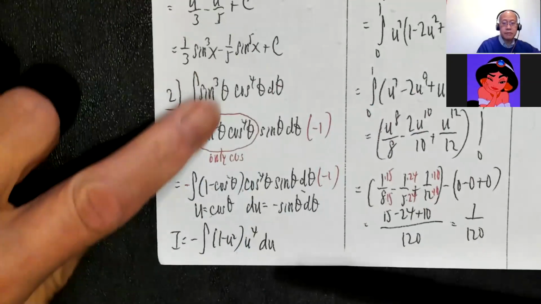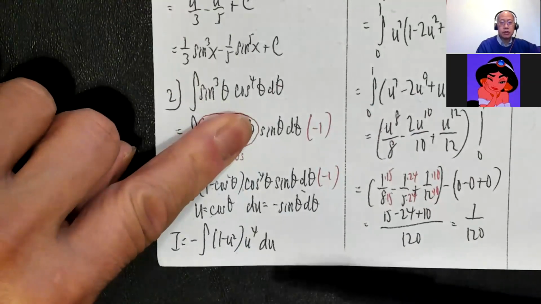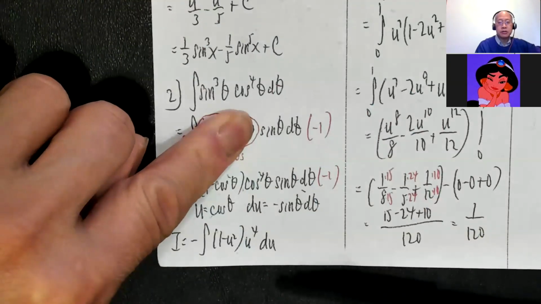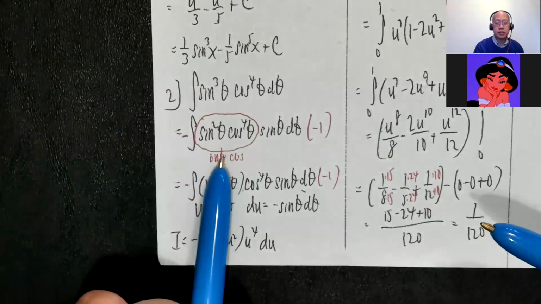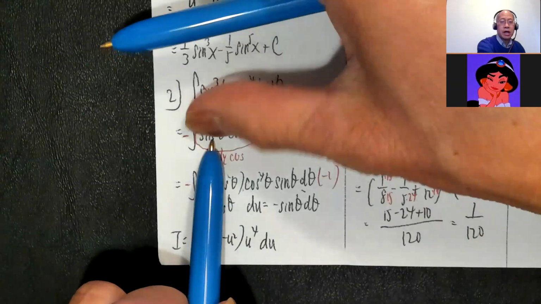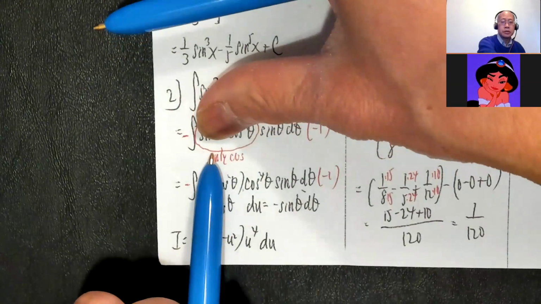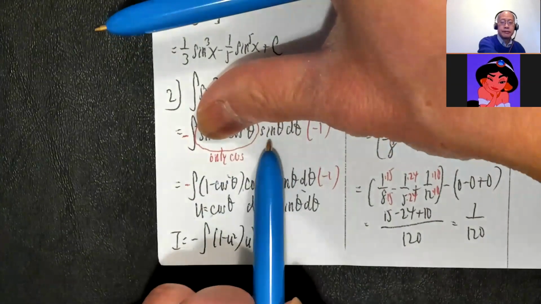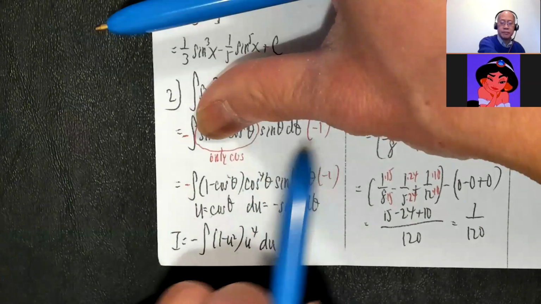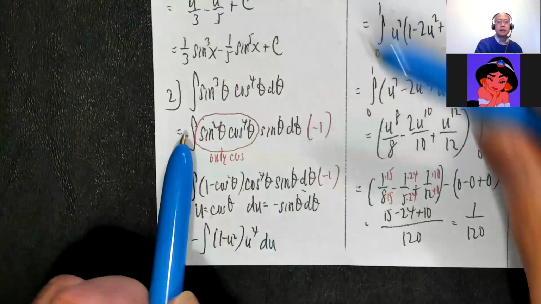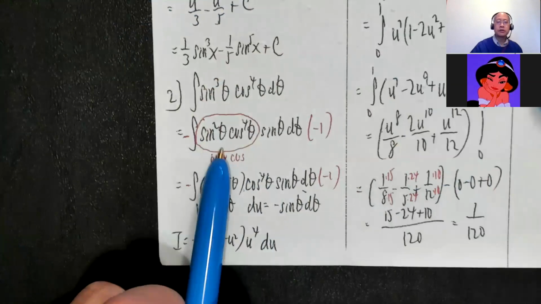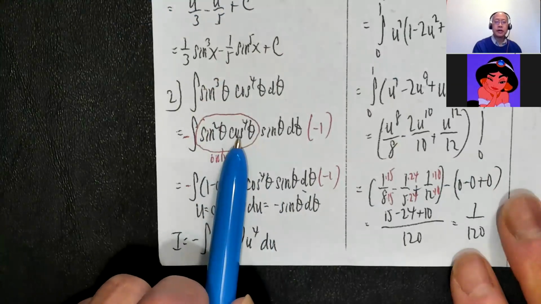Okay, now the name of the game is everything here that I have circled, I want only to be expressed in terms of cosine. I only want cosine here. Once I get cosine, then I'll do a u substitution, let u be cosine. The derivative of cosine is negative sine. I need a negative one, but that's no big deal. So I want this to only say cosine. I've got a cosine to the fourth here.